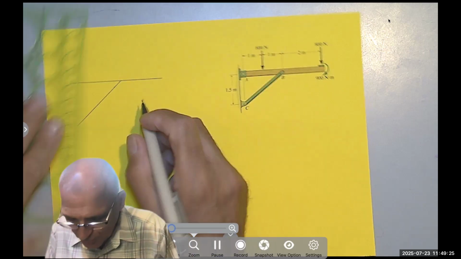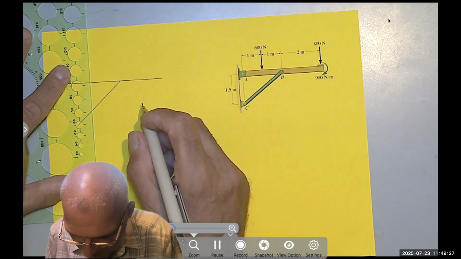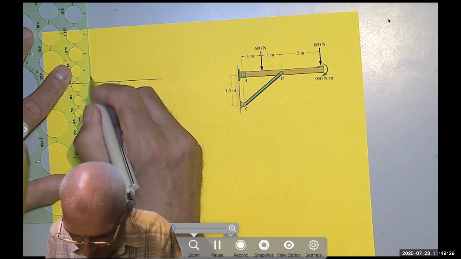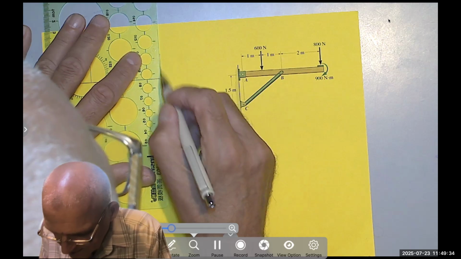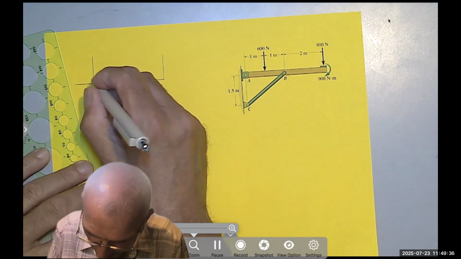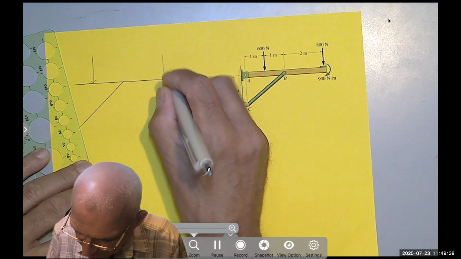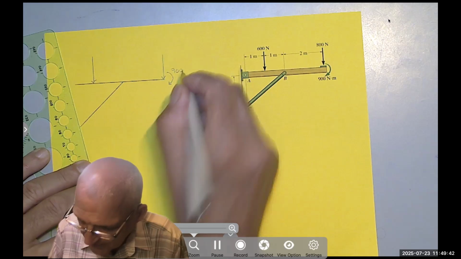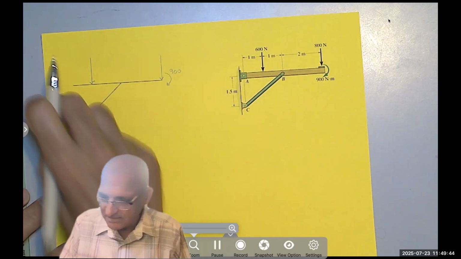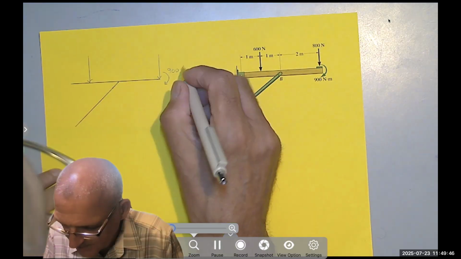I'm going to show the load here, a load at the end, and a moment. That's a couple, right? I can take it from here, place it anywhere I want. It's the same.